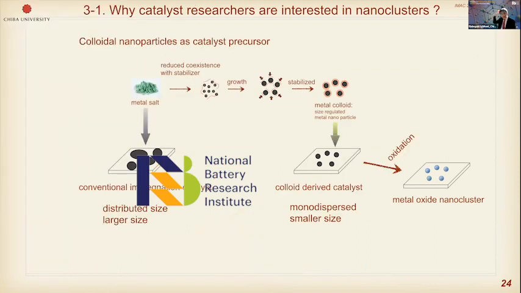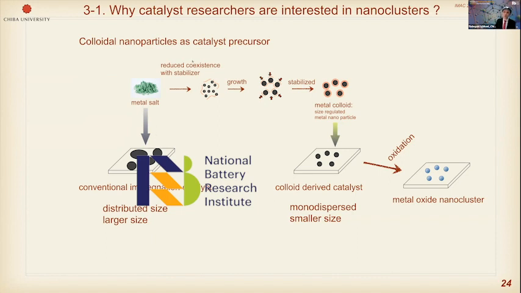In the usual cases, impregnation is a conventional method to prepare catalysts. A salt is distributed on a high surface area support and supported on it. Then the size is very large. In some cases, very small particles can be observed. However, the size is very widely distributed, from small ones to very large ones.